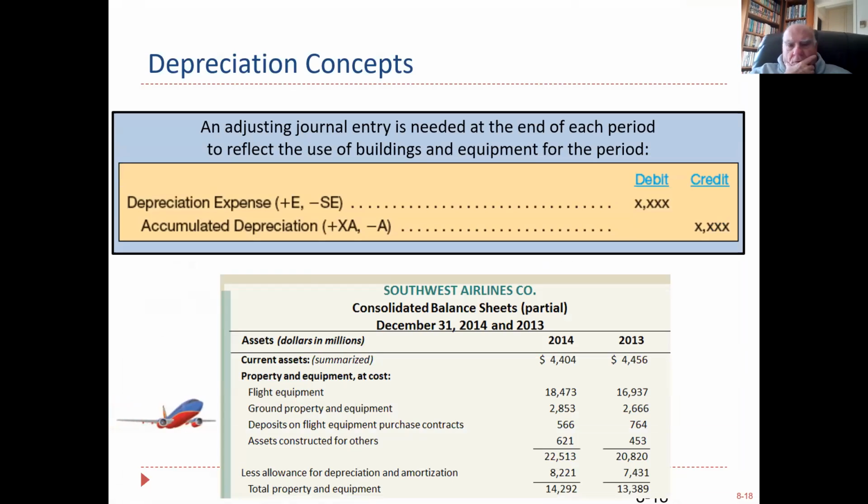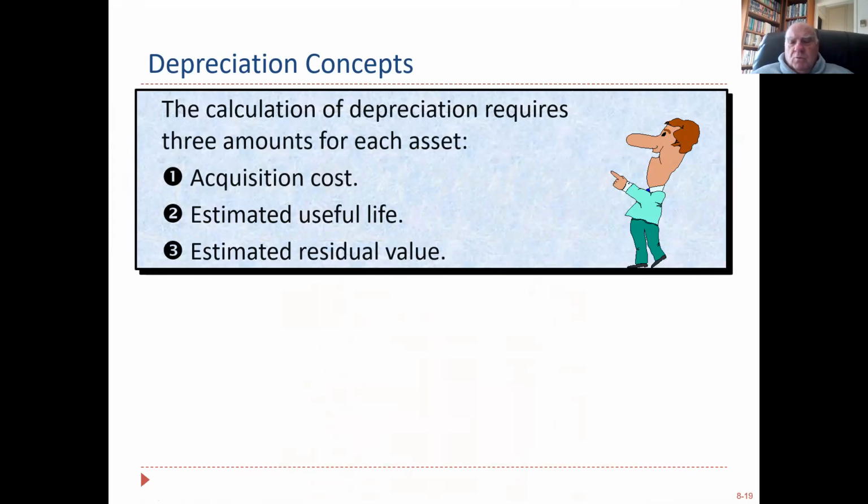Okay, let's start looking at some journal entries. Adjusting journal entries are needed at the end of each period, each month, to reflect the use of the buildings and equipment. And that use is called depreciation. And they're repeating that balance sheet portion we saw earlier, okay? Now, what do we need to do in order to depreciate an asset? Well, I think you know this already from chapter 4. We need to know what we paid for it. We have to know what the useful life is. And we know we have to take into consideration the residual value.